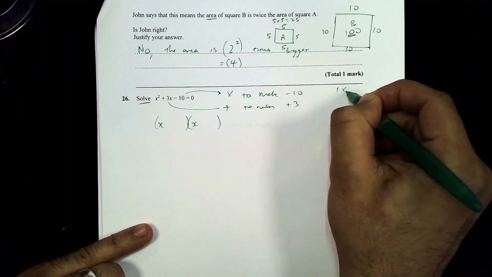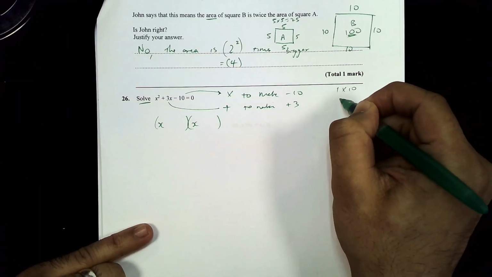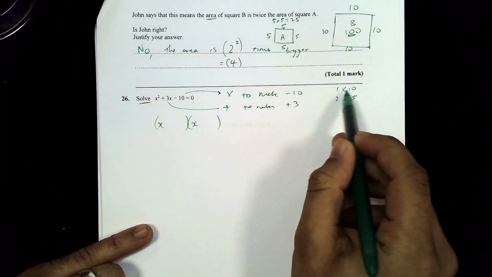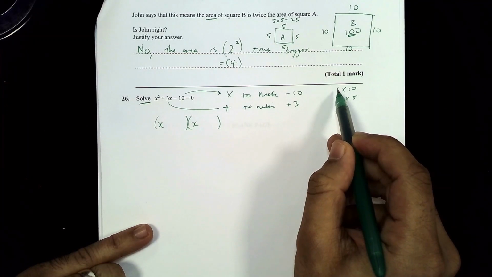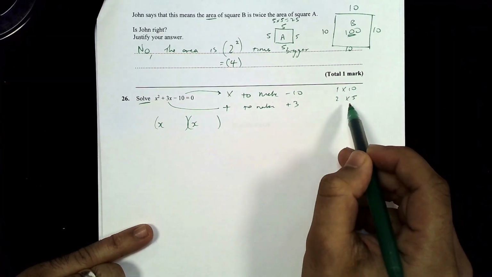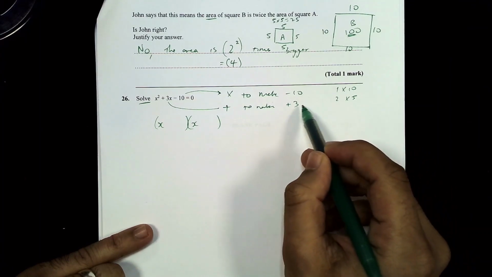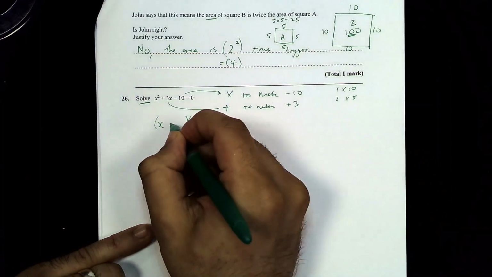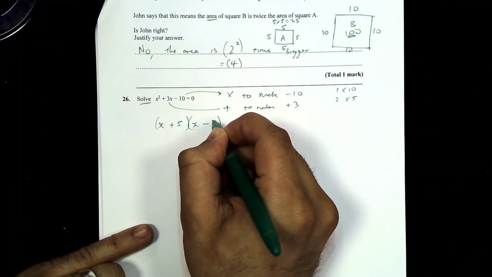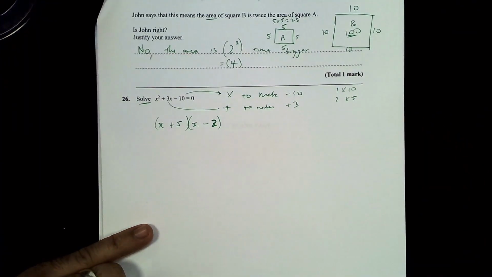So what 2 numbers times to make minus 10? You've got 1 and 10, as in, could be a minus and a plus, but we'll deal with the signs in a minute, or 2 and 5. Now, can I make 3 out of 1 and 10? 10 take away 1? No. 1 take away 10? No. 10 add 1? No. 5 take away 2? Okay, 5 take away 2 is 3. So, positive 5, negative 2. 5 and minus 2.